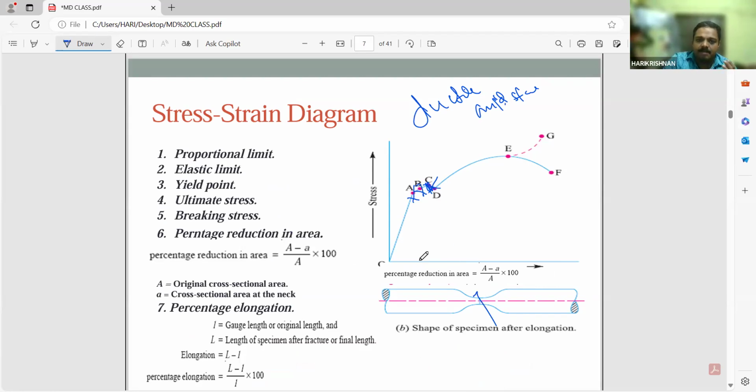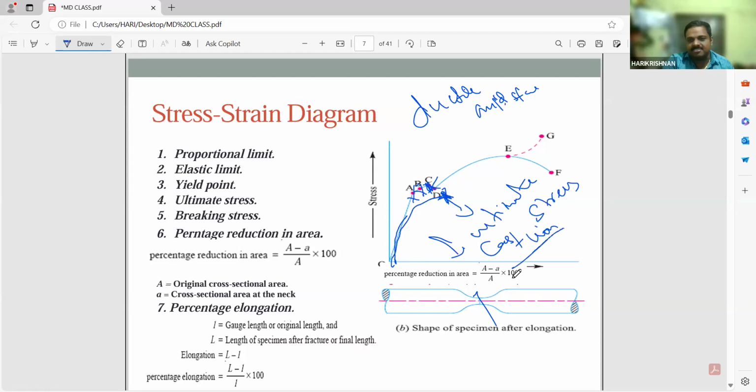But in case of brittle material, the graph will be like this only. It will break over here. So this represents the ultimate stress in the brittle material, for example cast iron. For cast iron, it will be the ultimate stress divided by design stress, or working stress. Design stress and working stress are equal.